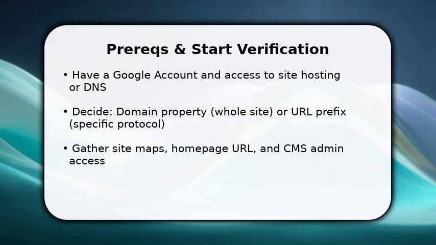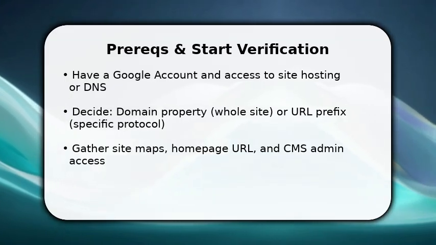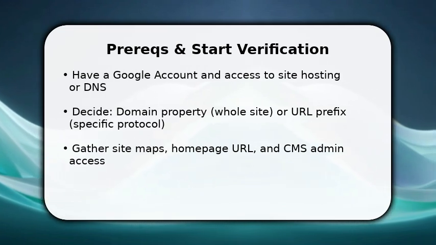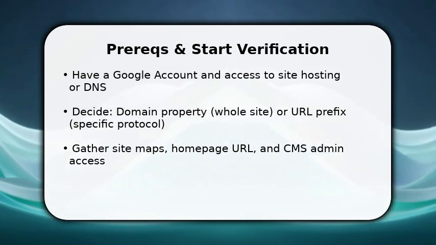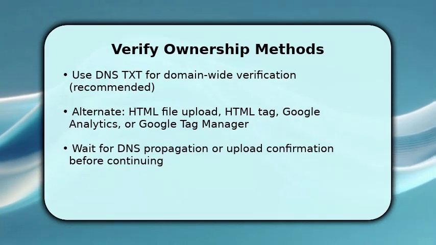Now open Search Console, click Add Property, and enter the chosen property type. This starts the verification flow, so Google can prove you own the site before indexing. Privileges are granted. You'll pick a verification method based on access.